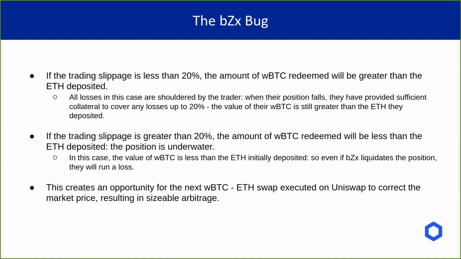In this case, the value of wrapped Bitcoin is appreciating so heavily against ETH that even if BZX do liquidate the position, they'll run a loss. So the attack wouldn't have been allowed, but for that error in the BZX smart contract logic, which basically meant that the final check to ensure that no positions were underwater never fired. So essentially the upshot of this massive slippage is a huge opportunity for the next trader on Uniswap, because this trader would have the opportunity to correct the market price. So there's a sizable arbitrage opportunity there.